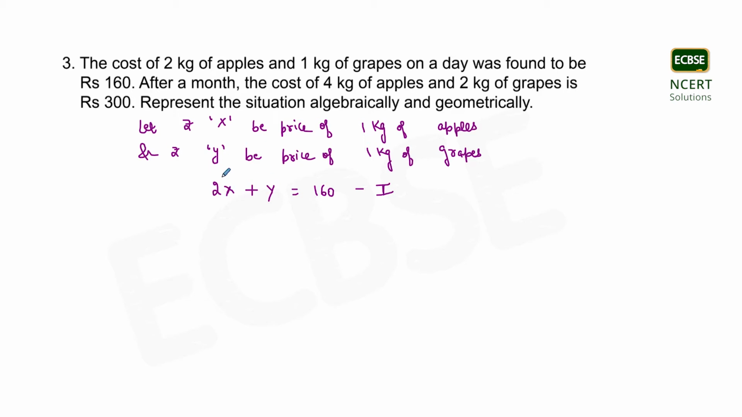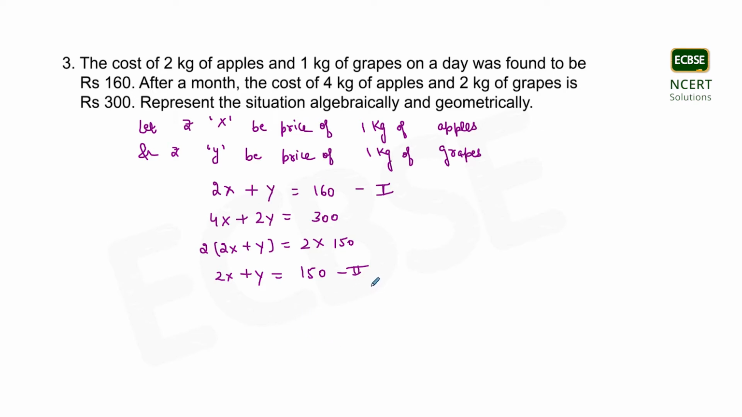Now the second statement says that after a month the cost of 4 kg of apples and 2 kg of grapes is rupees 300, meaning 4x plus 2y is equal to 300. Simplifying this statement and taking the common factor 2 out, we are left with 2x plus y, and 300 can be written as 2 into 150. So cancelling the 2 on both sides, we obtain 2x plus y is equal to 150. Let this be marked the second statement.